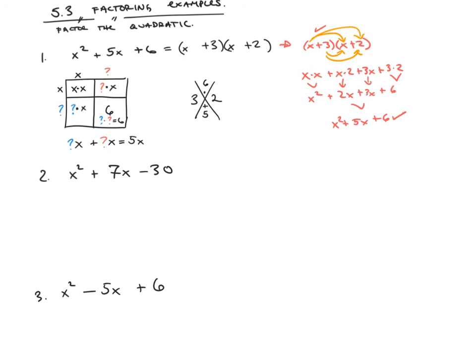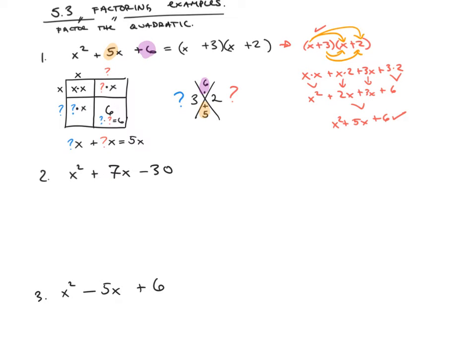Example 2 is the second video. To remind you, the game involved figuring out, in the first example, two numbers that had to add up to 5 and multiply to 6. They were mystery numbers. We didn't know what they were, and we found them: one of the mystery numbers was 3 and the other was 2. So the 5 is the coefficient for the x term, and the 6 is the numerical or constant term on the end.